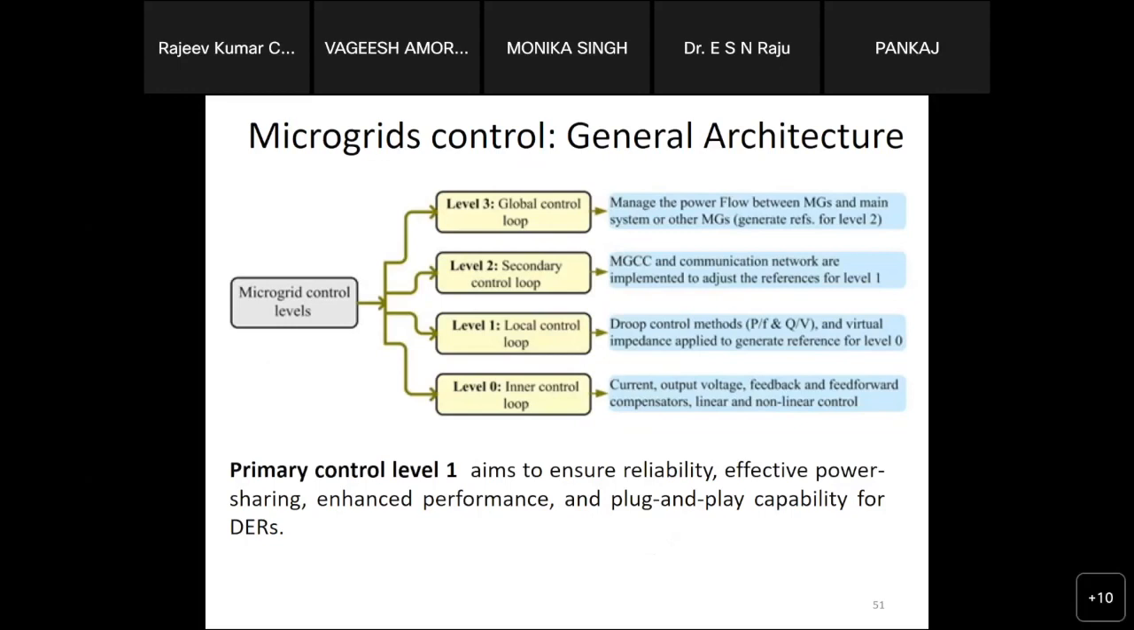When we see the local control, it comes under the primary control. That usually involves the power sharing control like group control methods or virtual impedance control methods, or the power control in the island and grid connected modes of operation. When we see the secondary level control, we have the MGCC, the microgrid central controller. That mainly communicates with all the local controls of the DERs, and takes care of the voltage and frequency restoration. Level 3 comes under the global control. It mainly manages the power flow within the microgrid, and also the power flow from one microgrid to another microgrid, based on the generation forecasting and other variables.